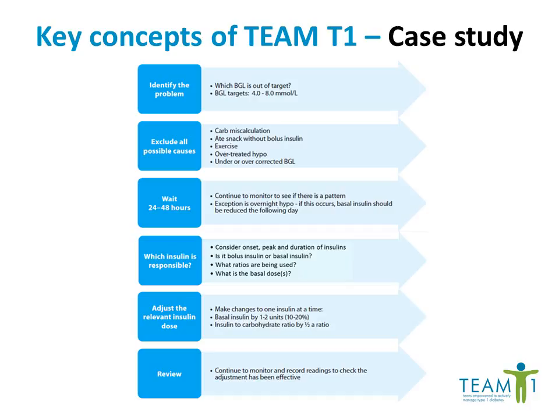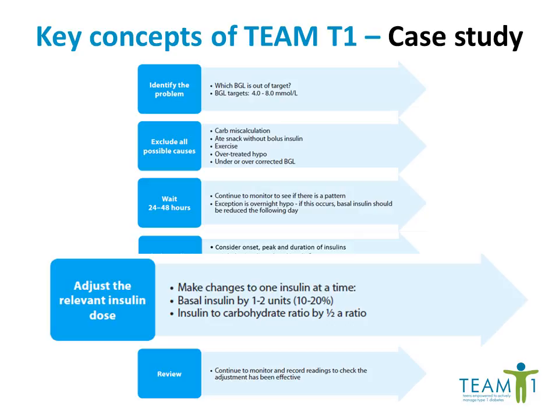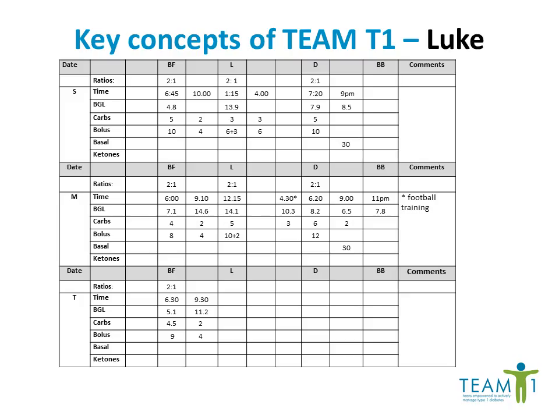How about we have another look at the stepwise approach chart? Can you read the next step? Adjust the relevant insulin dose. Make changes one at a time. Basal insulin by 1 to 2 units. Change insulin carbohydrate ratio by half a ratio. So I should go up by half a ratio instead of to 3-to-1, and I'll take 2.5 to 1. What do people think? Yeah, increase by half a ratio, but only the breakfast dose because you can only change one at a time.